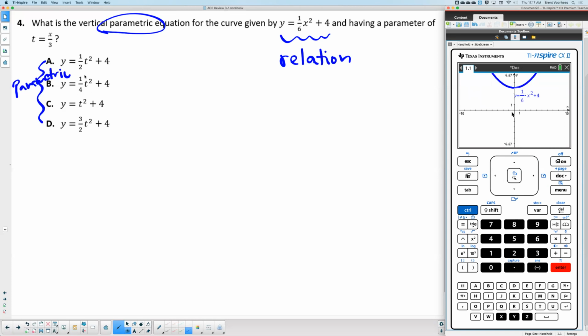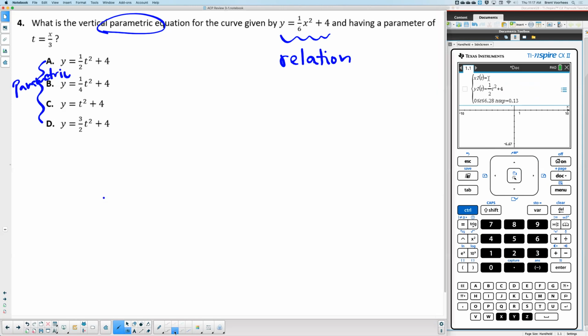Now for the answers, these are parametric because it's y equals with a t. So go menu, graph entry, parametric. And let's say we wanted to try A first. I would have 1/2 t squared plus 4. Now that would be the first one. I would need to find my y, which I don't have. I'm sorry, I needed to find my x.